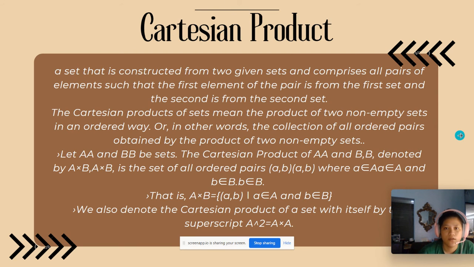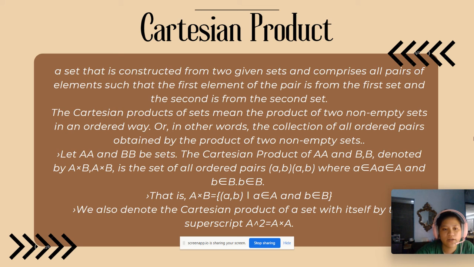The Cartesian product is a set constructed from two given sets, comprising all pairs of elements such that the first element of the pair is from the first set and the second is from the second set. In other words, it is the collection of all element pairs obtained from the product of two non-empty sets, in an ordered way.